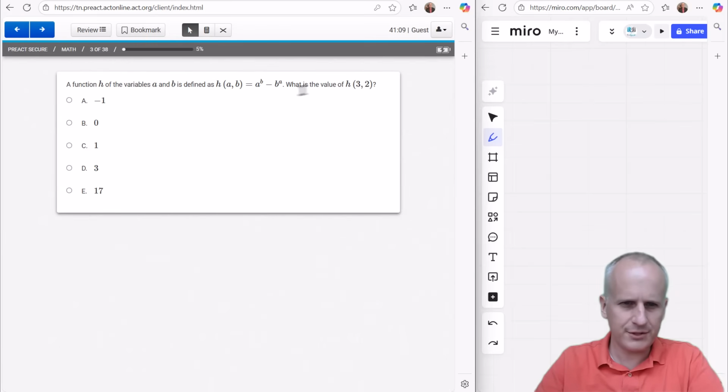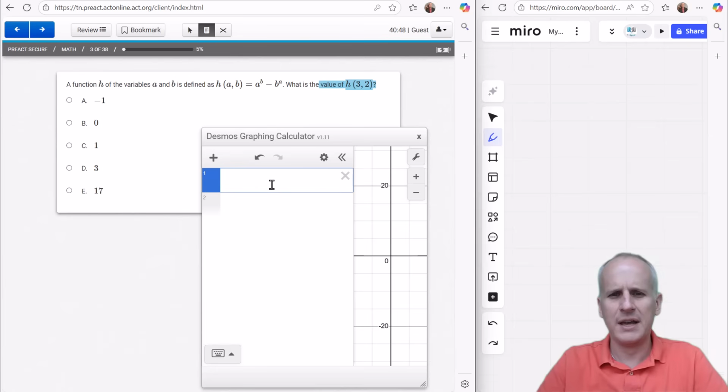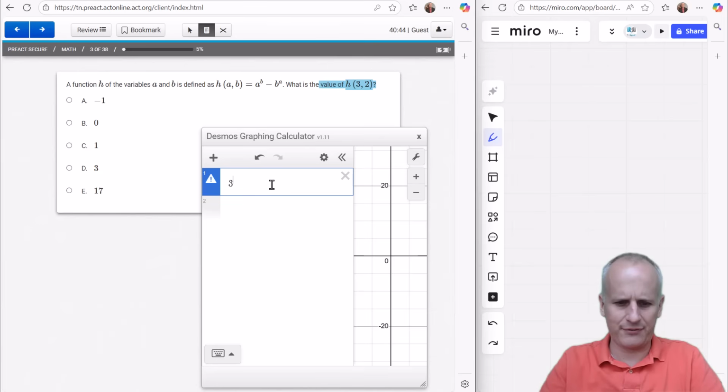So then, once more, we're going to highlight what we're being asked for, which is the value of h(3, 2). I see a function h of the variables a and b is defined as h(a, b), and we've got a to the b power minus b to the a power. Again, to just track the pieces, we can clear out everything from our prior problem and do it all in Desmos.